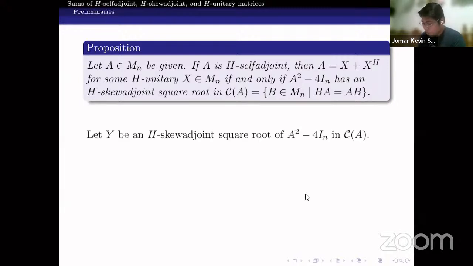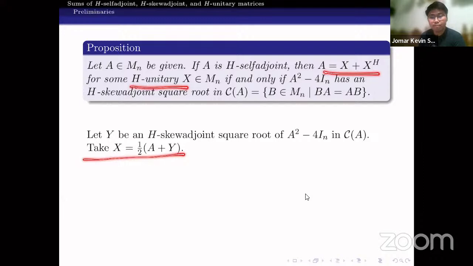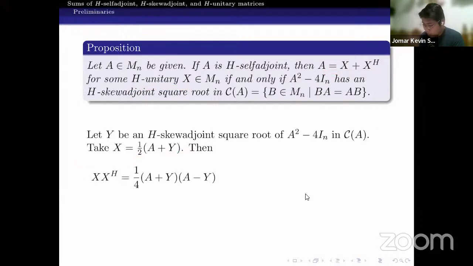So, suppose Y is an H-skew-adjoint square root of A squared minus 4I in the centralizer of A. Okay. So, take X to be 1/2 times (A plus Y). At ano ipapakita natin? We show that X is H-unitary and we show that X plus X to the H equals A. Okay, so we compute for X times X to the H.